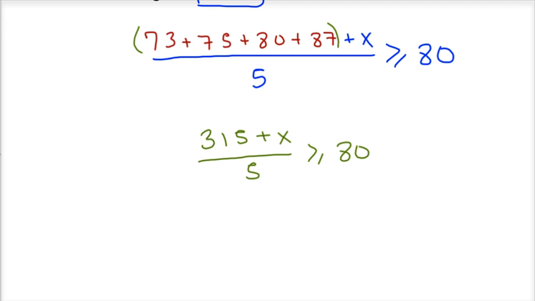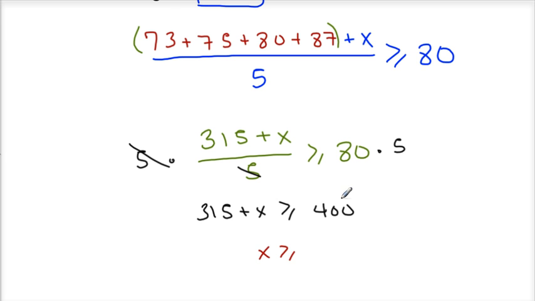Now this just becomes a 2-step equation. How do I solve for x? What's my first step? Multiply by 5. Multiply both sides by 5. So now I have 315 plus x is greater than or equal to 400. Another 2-step equation. X is greater than or equal to 400 minus 315, which is an 85. So he needs a score of at least 85% to get an 80.